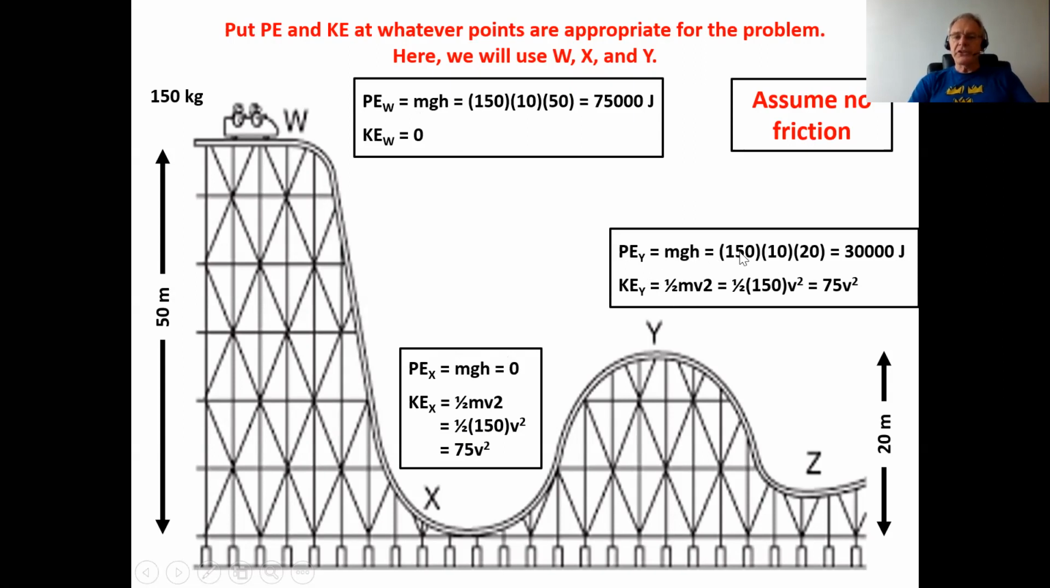So we have potential energy is mgh. H here is 20 meters, so we end up with 30,000 joules, and the kinetic energy is also going to be 75 v squared. Obviously, the velocities here are going to be different. As you go down, the velocity goes up. As you go up, the velocity goes down.